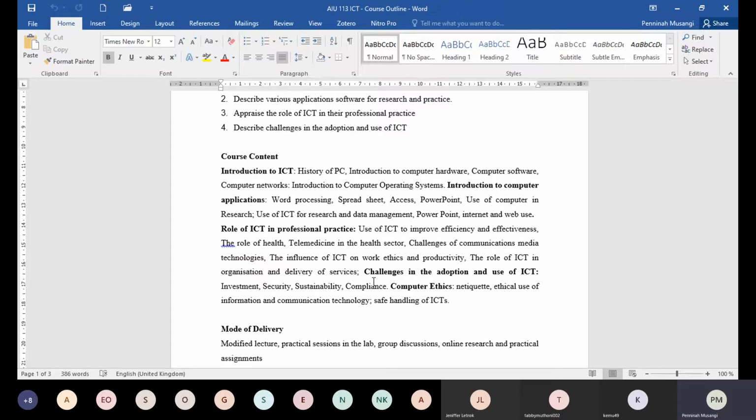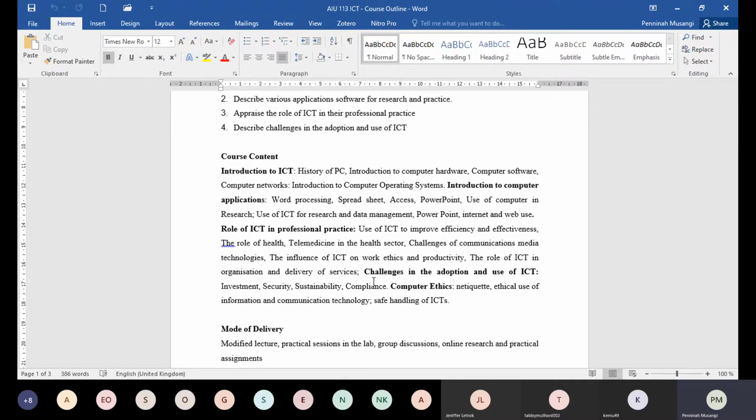The second topic will be introduction to computer applications. Those are the application softwares. We look at word processing all the way to PowerPoint. Then we look at use of computer in research. How do you use ICTs in research and in data management?